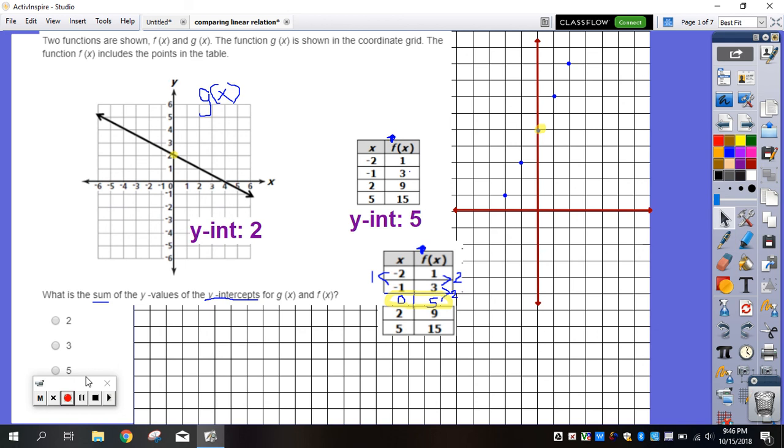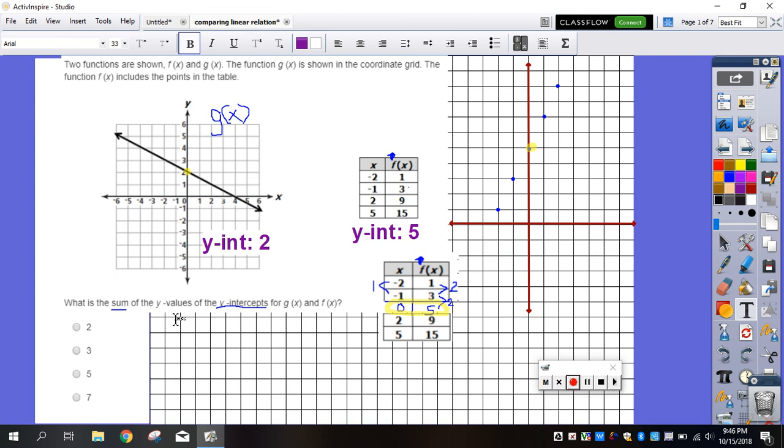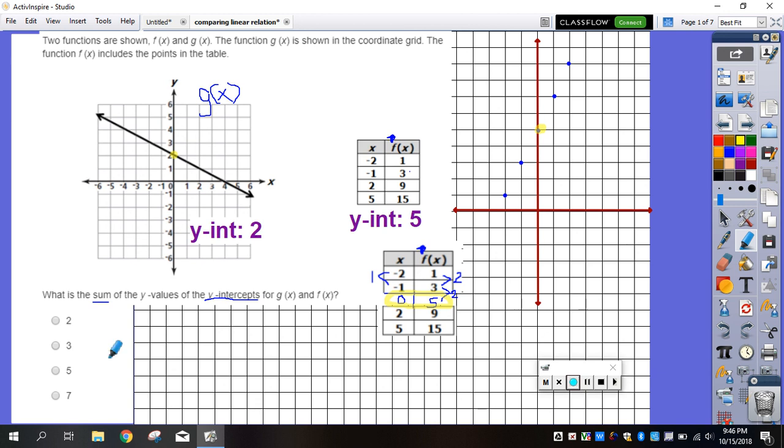But that's not all the work I have to do, because it also asked for the sum of the y-intercepts. So that means I have to add. So the sum of the y-intercepts would be 2 plus 5, which would be 7. So that's how you would approach this problem.